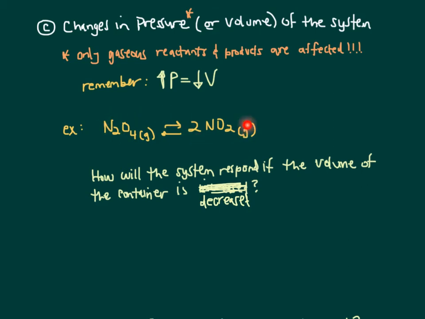So here we have this reaction, and this reaction is all gaseous molecules. Just know that it doesn't have to be all gaseous. It just means that only the gases are the ones that are going to be affected. And I want to know how the system would respond if the volume of the container is decreased. When I say I'm decreasing the volume, what I really mean is I'm increasing the pressure.